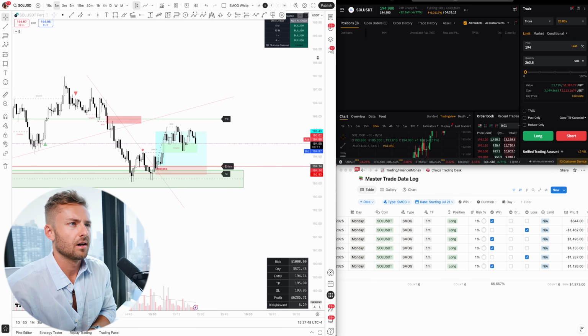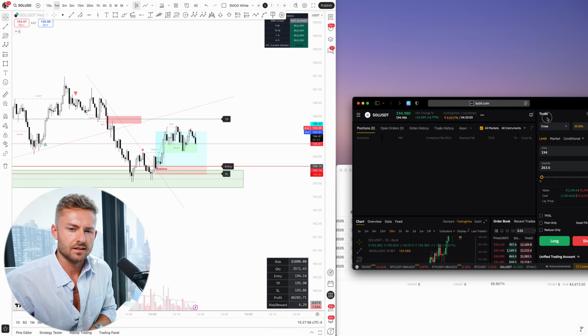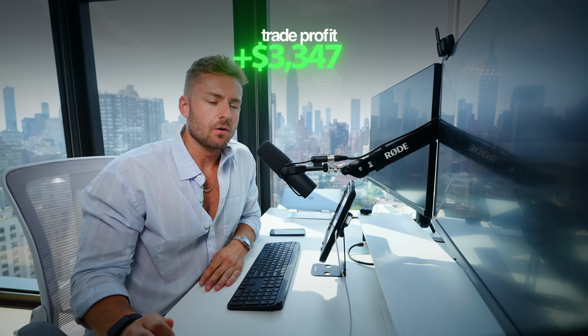All right, so I just took the trade off the table here. I have mentoring with the team here in a little bit, so I want to be able to lock in this trade. I don't want to be sitting in it. All said and done, we made $3,347, which brings us up to $8,200 on the day.